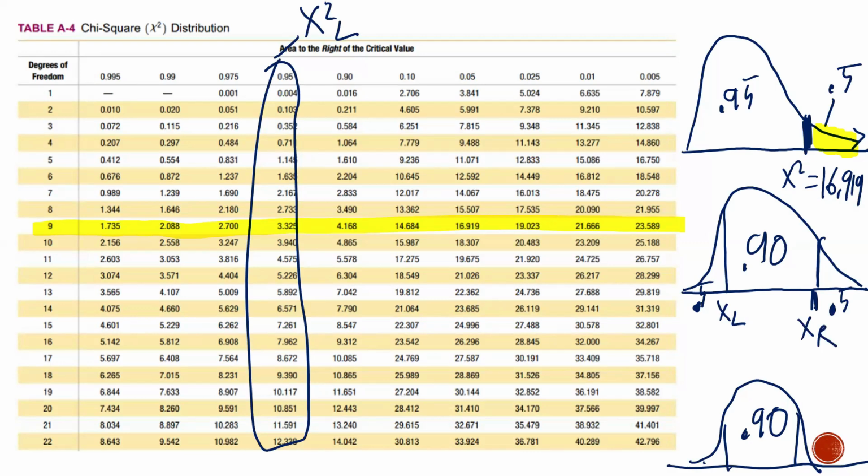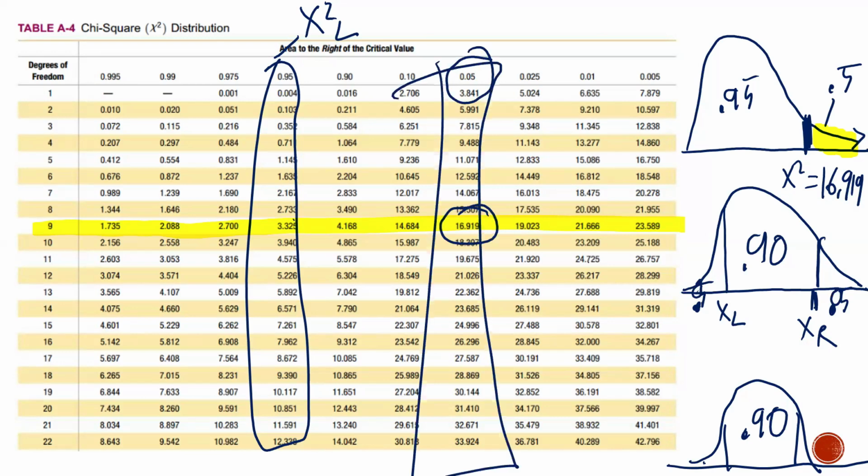And what is the area to the right of this line right here, everybody? Well, 5. Oh, I should have written 0.05 here, right? So then I look in this table, this column, for my right value. And notice there is no symmetry here at all, right? That's why you have to find two different critical values.